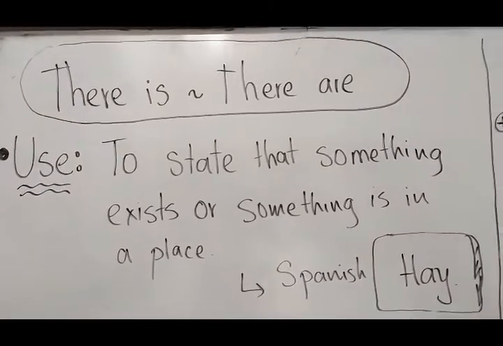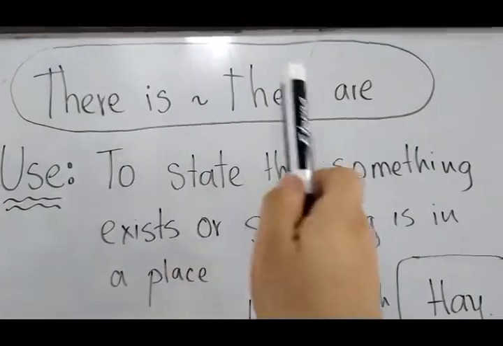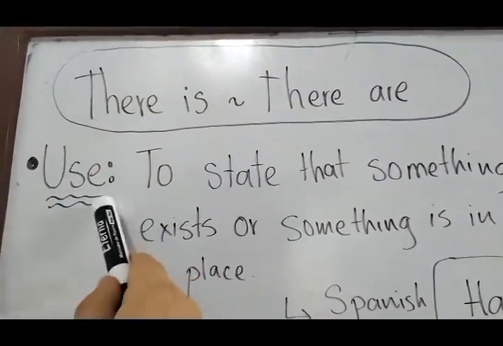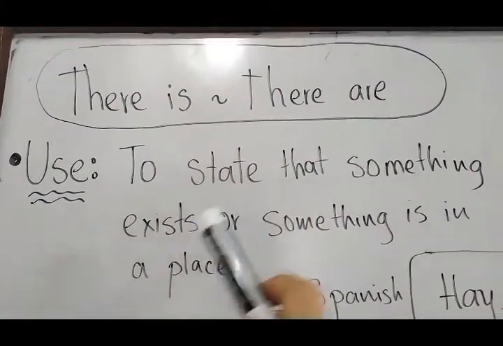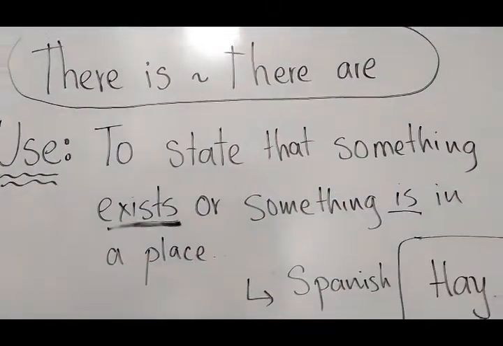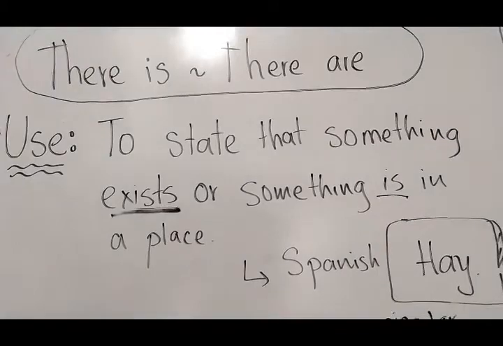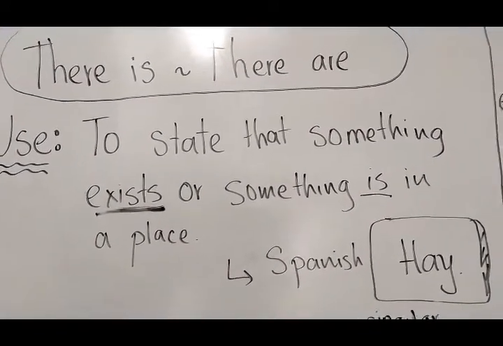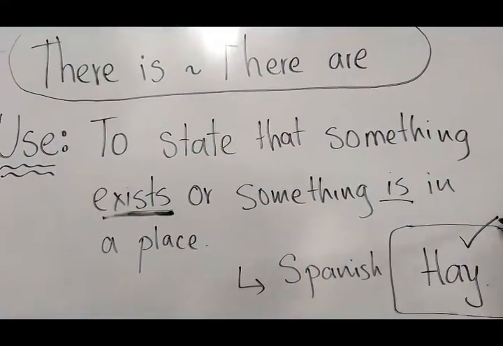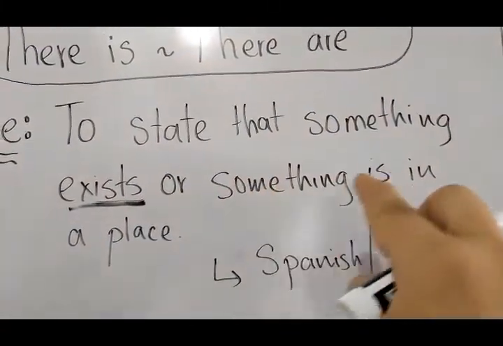Well guys, now in the second part of the class we're going to learn how to use the structure there is and there are. So first let's see what is the use of this structure. We usually use it to state that something exists or that something is in a certain place. So this is, for example, when we in Spanish say hay un libro en la mesa, hay 3 baños en mi casa, hay una cocina. So that is the use of there is and there are. In few words, it means to say that something exists or that something is in a certain place.